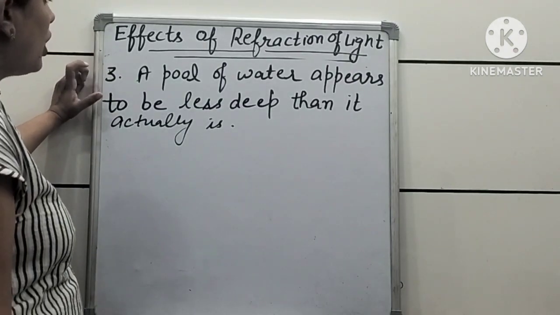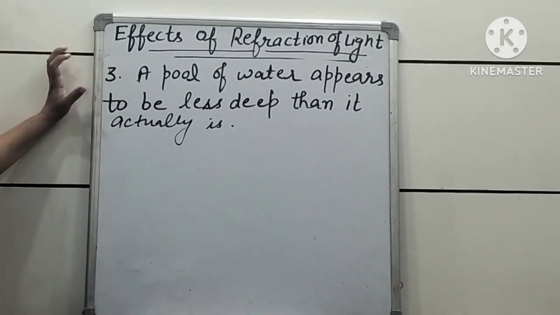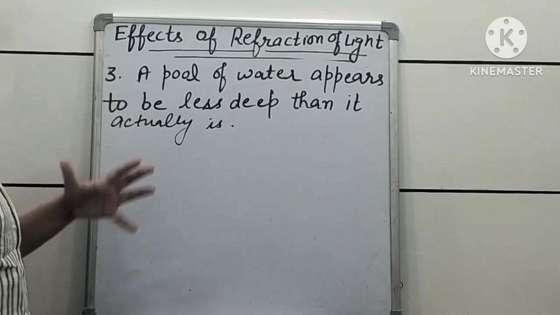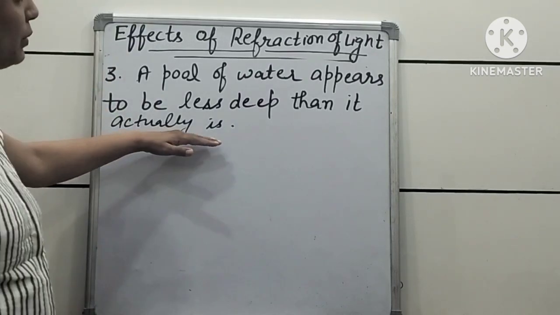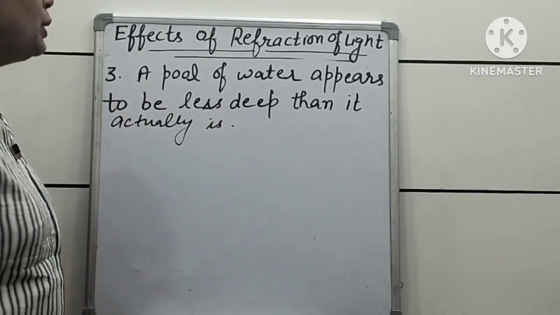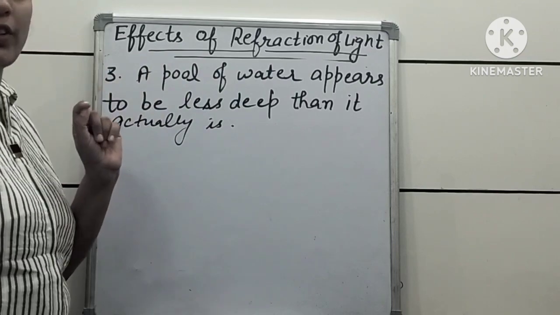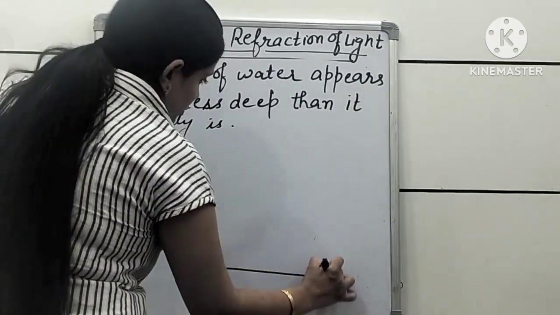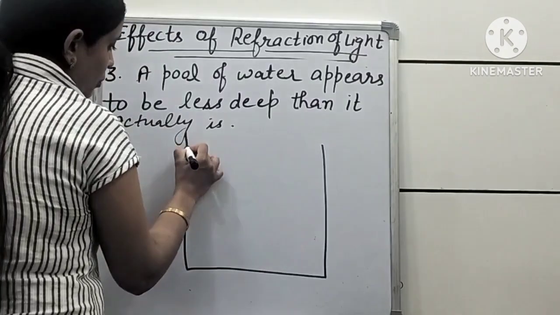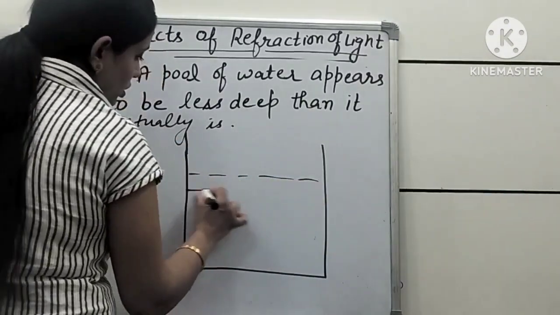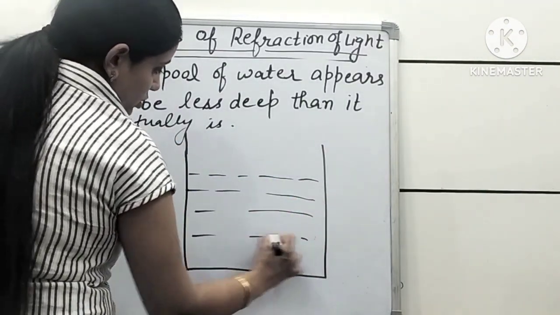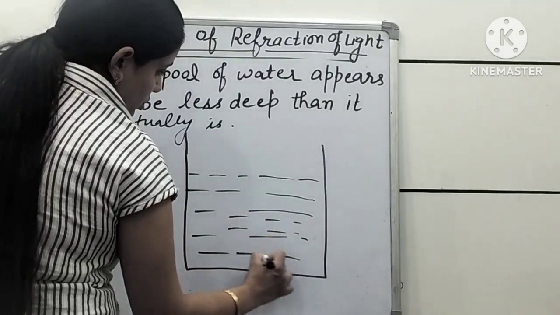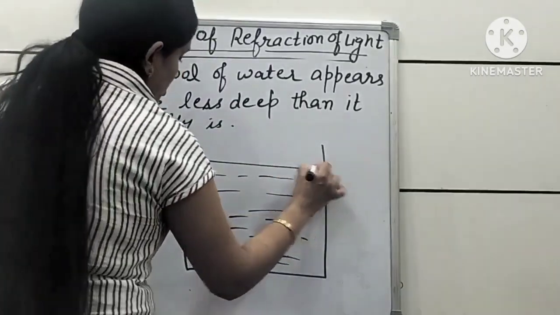A pool of water appears to be less deep than it actually is. कि जो भी पूल हम देखते हैं, जो एक्चुअल में जितना डीप दिखता है वो उससे कई ज्यादा डीप होता है. That is also due to the refraction of light. I will explain with the help of a diagram. This is a pool. It's a water surface.